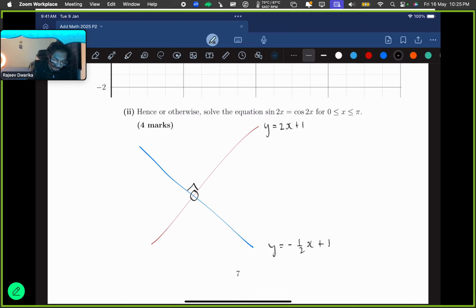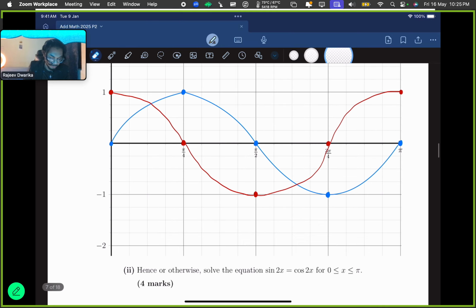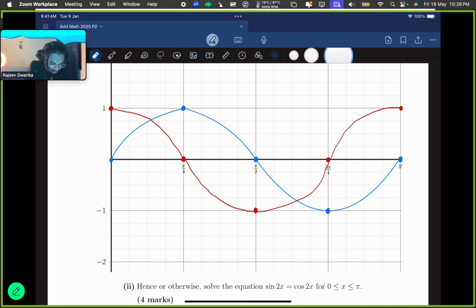So imagine we have those two lines. We have y is equal to 2x plus 1, and y is equal to negative a half x plus 1. Essentially, the graphs will intersect, and at the point of intersection, isn't the x and the y value the same for both? So at that point, 2x plus 1 is equal to minus a half x plus 1. That is what is happening here, guys. Anytime you have two functions equal to each other, you're looking for the point of intersection on the graph.